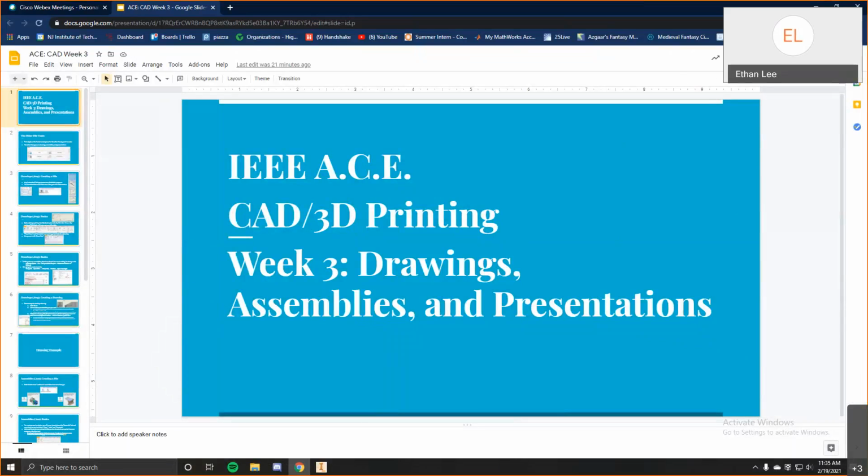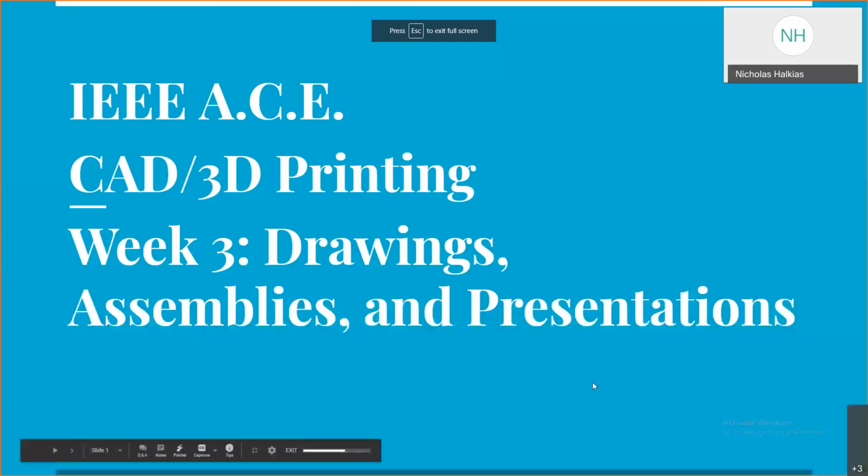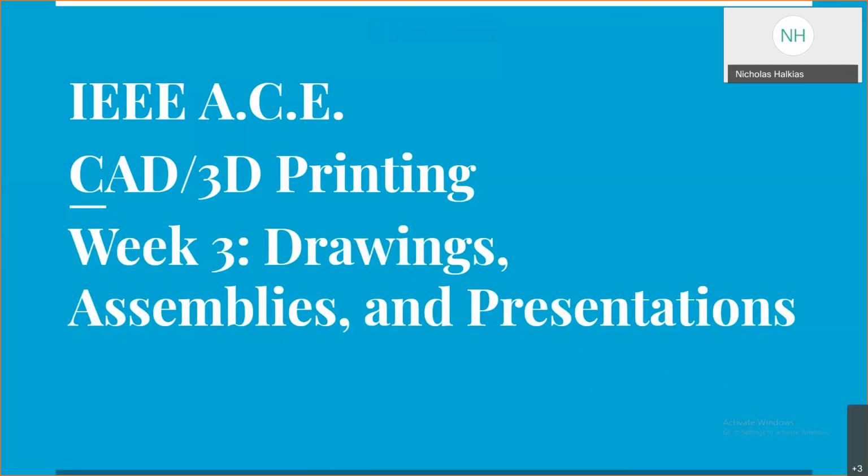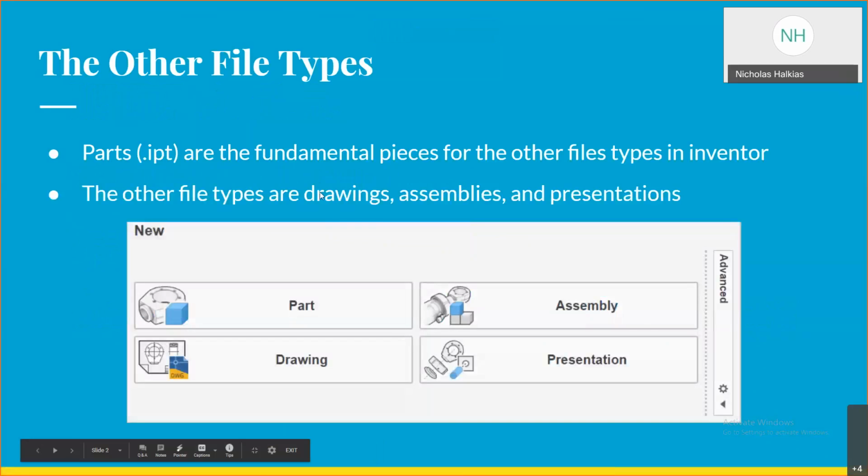Okay, so last week we did the basics of Inventor as a whole, and we made a part. This week we're going to be making drawings, assemblies, and presentations. Parts, or .ipt files in Inventor, are the fundamental pieces for all the other files. So we have listed there parts, assemblies, drawings, and then presentations.